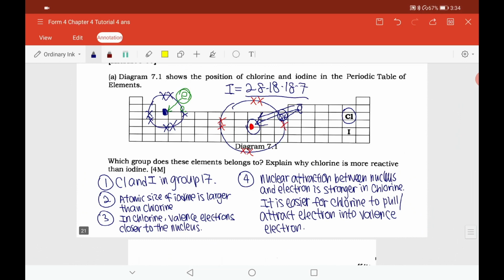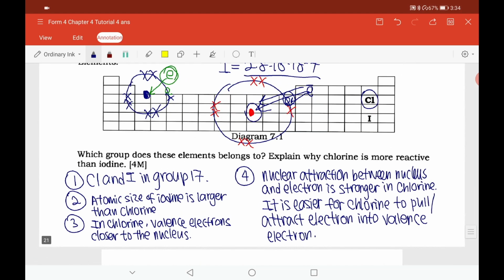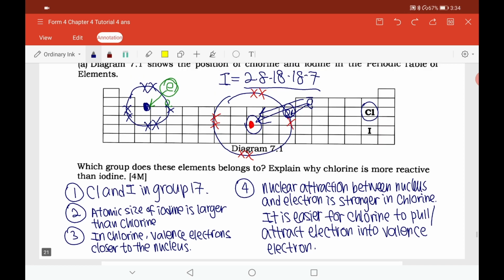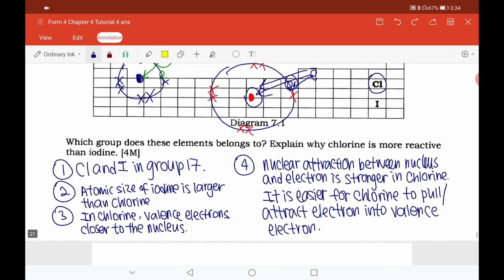So for group 17, the easier it is to receive an electron, the more reactive it is. Remember, group 17 wants to receive electrons to be stable. Group 1 wants to donate electrons to be stable. This is how it works.